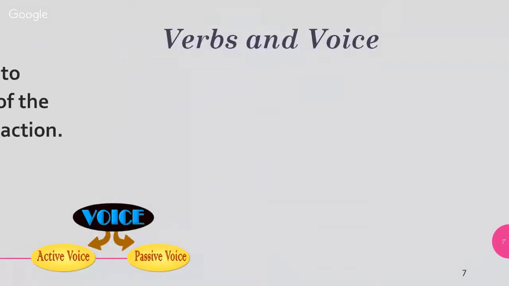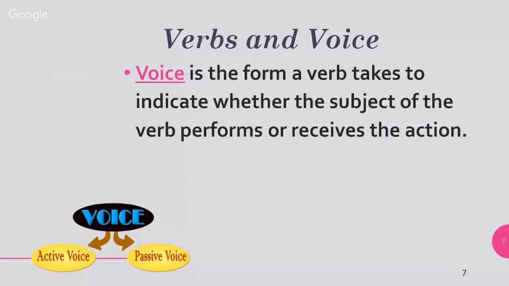Verbs and voice. Voice is the form of a verb that indicates whether the subject of the verb performs or receives the action. So the subject is at the beginning of the sentence. It is a noun or a pronoun or a noun phrase. Now we need to know whether the subject is doing the action or receiving the action. So that is where our voices come into the picture.